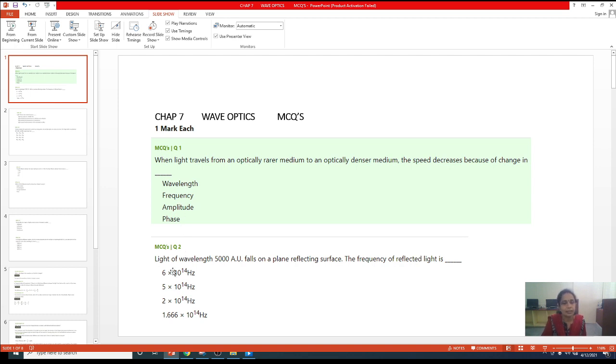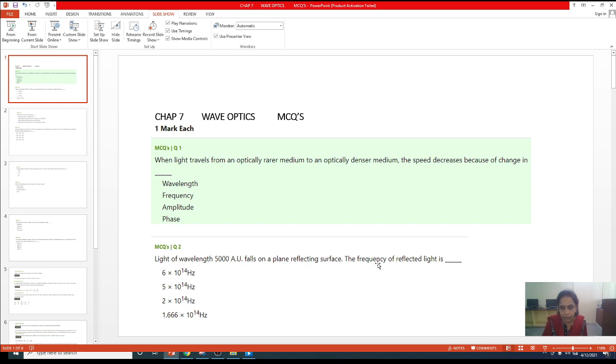Okay, then MCQ second. Light of wavelength 5000 angstrom falls on a plane reflecting surface. The frequency of reflected light is, here we have been given the wavelength, and this wavelength is 5000 angstrom. Therefore, convert this lambda into meter. Therefore, it becomes 5 into 10 raised to minus 7 meter. Okay, and we have to calculate the frequency.